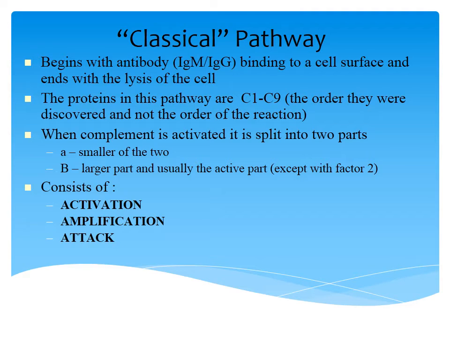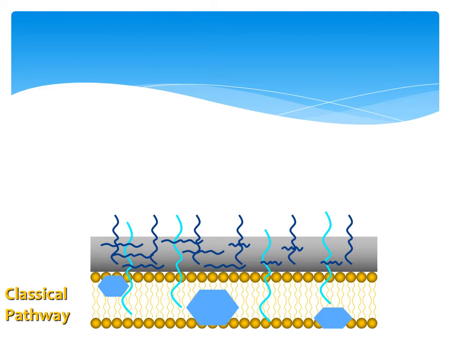Now the complement cascade consists of three sub-pathways: initially the activation phase, the amplification phase, and lastly the attack phase, where a membrane attack complex is formed and causes lysis of the pathogen or the foreign cell. Now this is the schematic representation of the classical pathway.